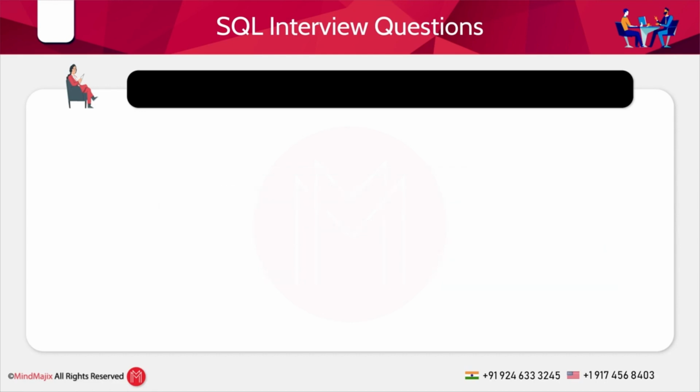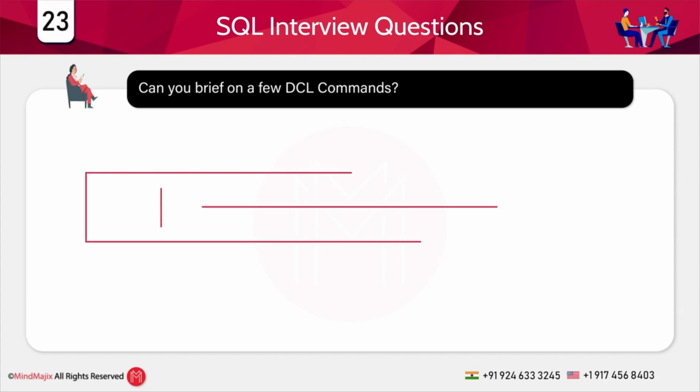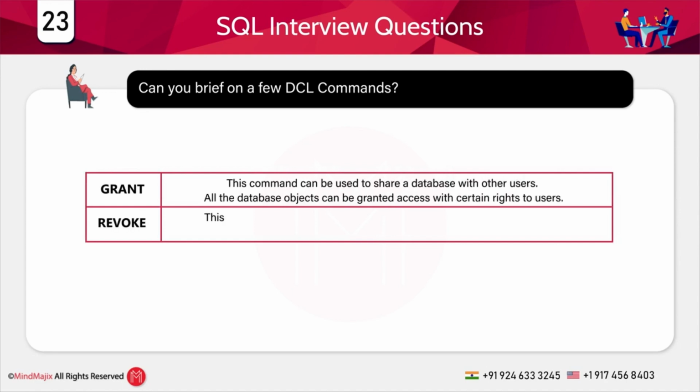Next question is, can you brief a few DCL commands. So as you can see on the screen, these are the three DCL commands. The first one being the grant. So this command can be used to share a database with other users. All the database objects can be granted access with certain rights to all the users which are available.